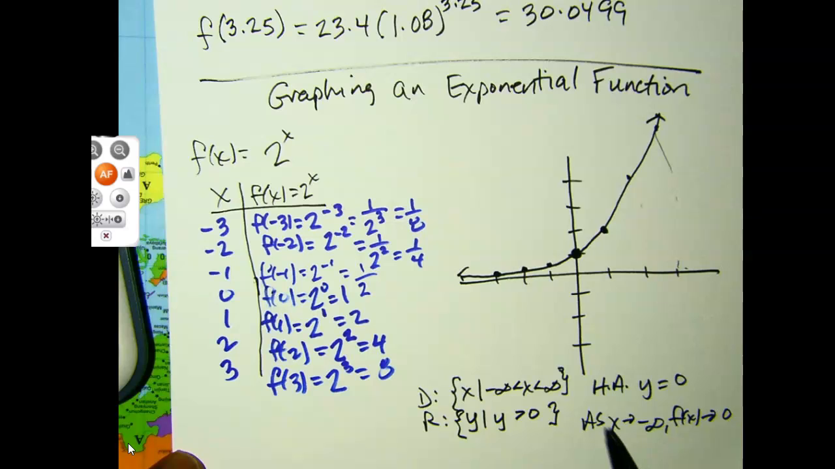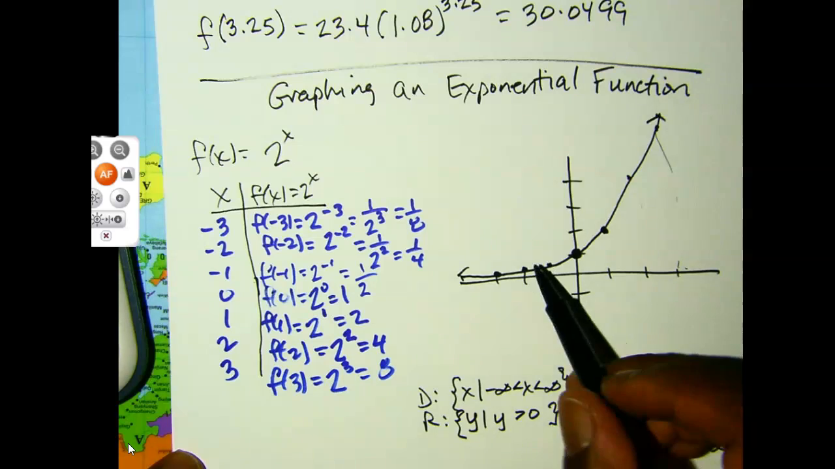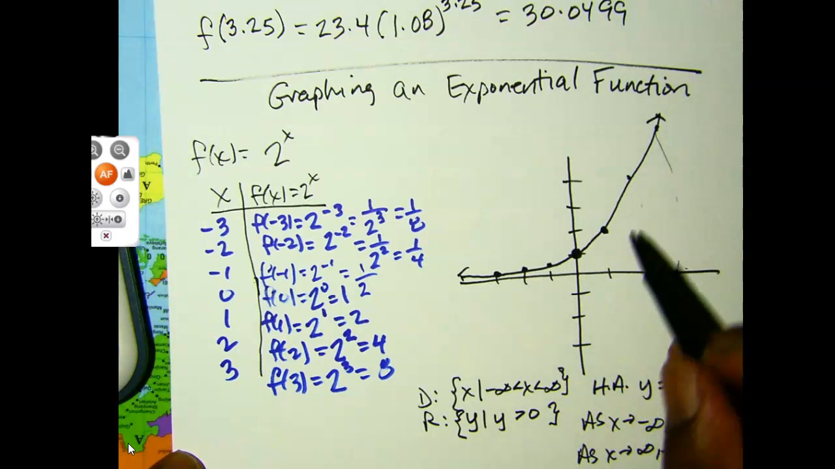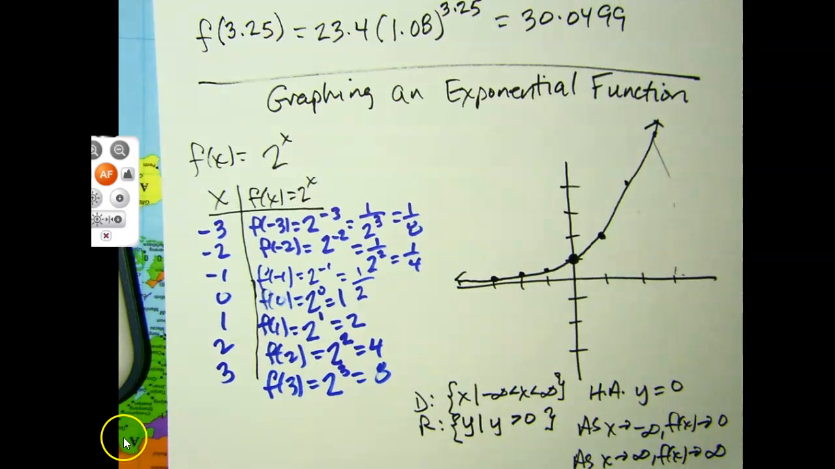And as x goes to -infinity, f of x goes to 0. So the limit as x goes to -infinity of f of x is equal to 0. As x goes to positive infinity, f of x goes to infinity. So as x increases without bound to the right, our y values increase without bound.